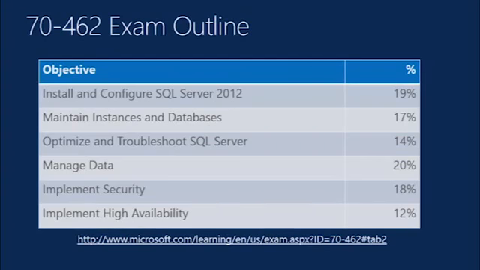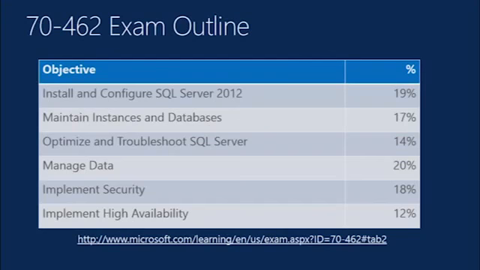Absolutely. In fact, we should call out on this particular slide, down towards the very bottom, implement high availability. You'll notice that that's 12%. You compare that with, say, implement security, 20%. So obviously you're seeing a bit of a weighting there. So if you're weaker on one area, you know where to focus that attention.